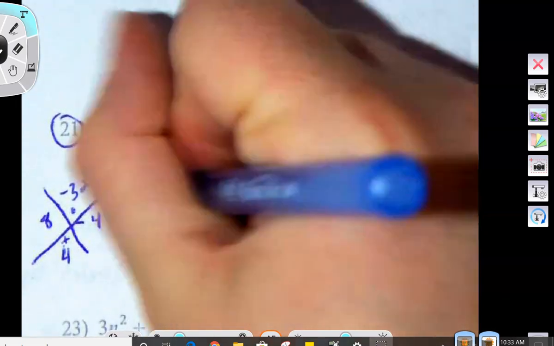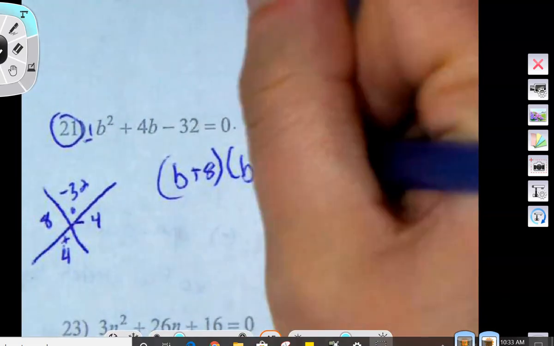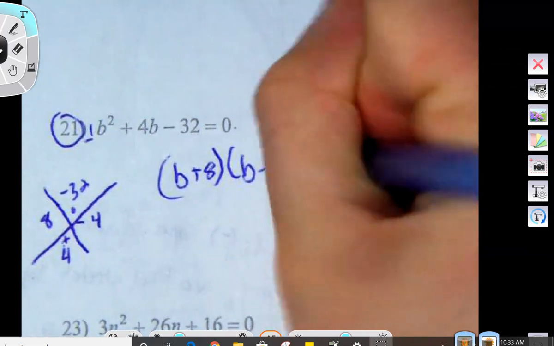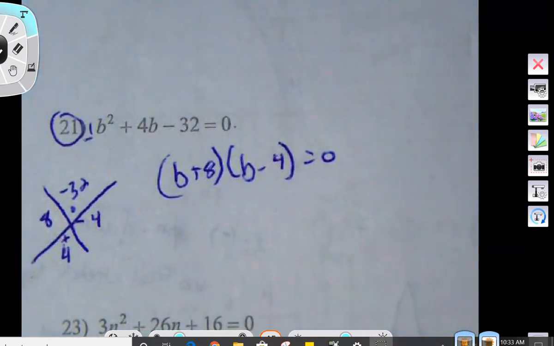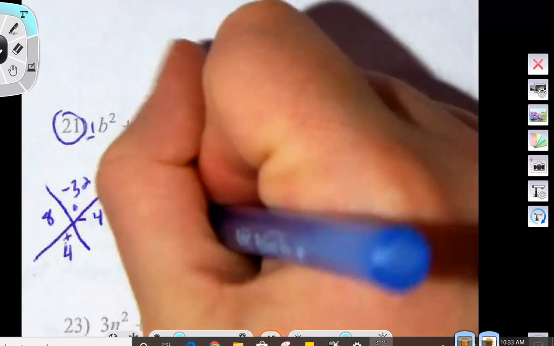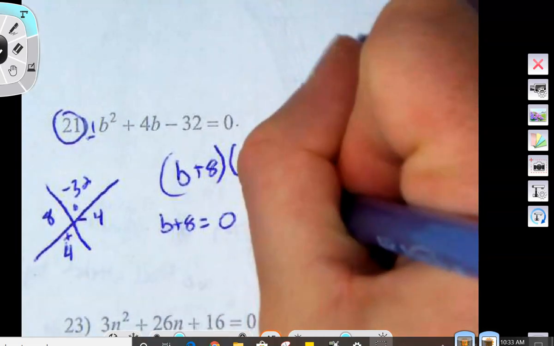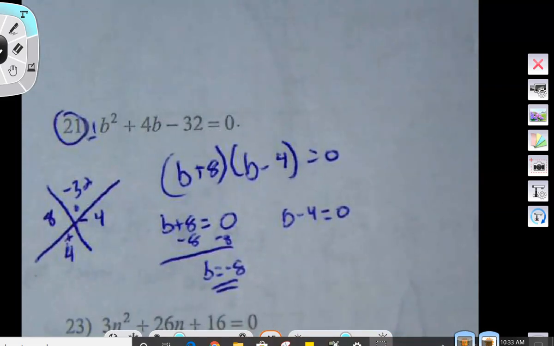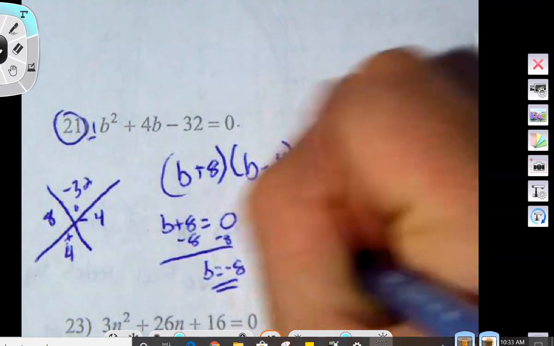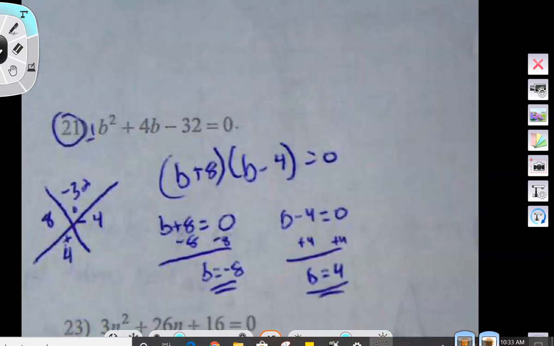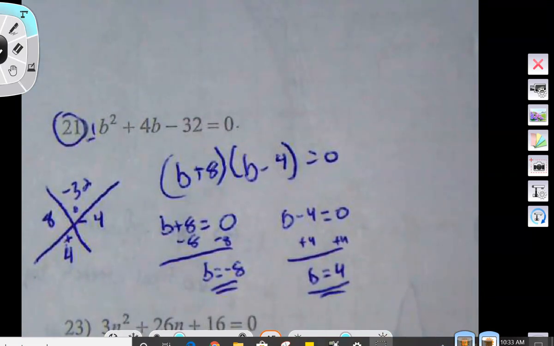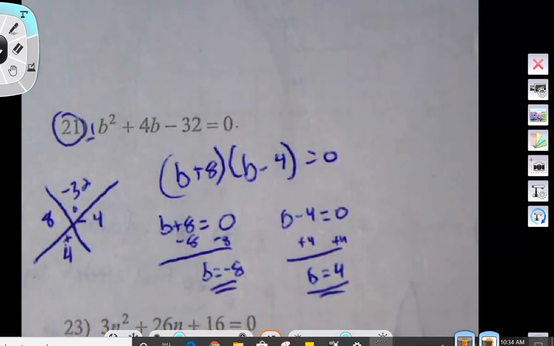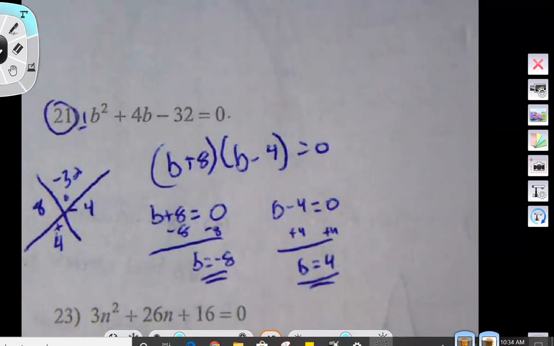So now I can write this into factored form. So b plus 8 and b minus 4 is equal to 0. And then I have the capability of using zero product properties. So b plus 8 is equal to 0, b minus 4 is equal to 0, and then minus 8, b is equal to negative 8. So there's one of my zeros on my graph. Plus 4, b is equal to a positive 4. So there's another zero on our graph. So b equals negative 8 and b equals 4. If I were to put this in Desmos, we would see it would cross the x-axis at those.